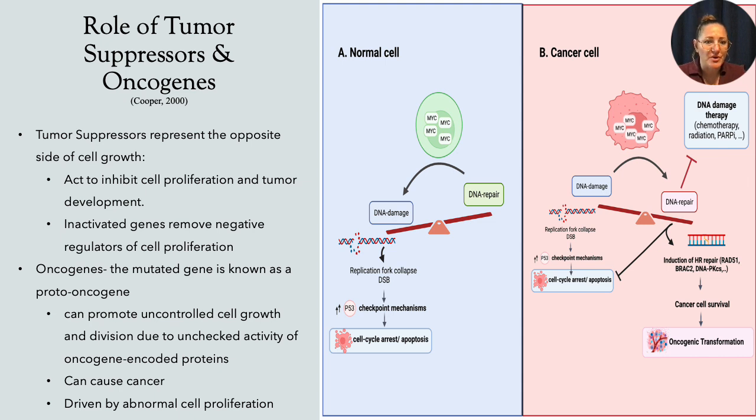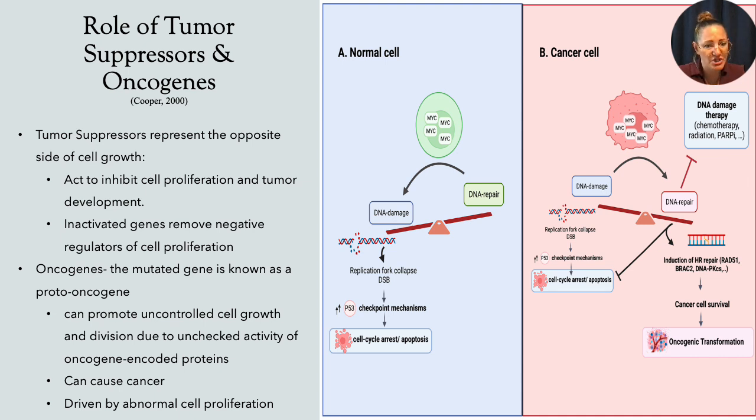The role of tumor suppressors and oncogenes. Tumor suppressors represent the opposite side of cell growth. They act to inhibit cell proliferation and tumor development. Inactive genes remove negative regulators of cell proliferation.